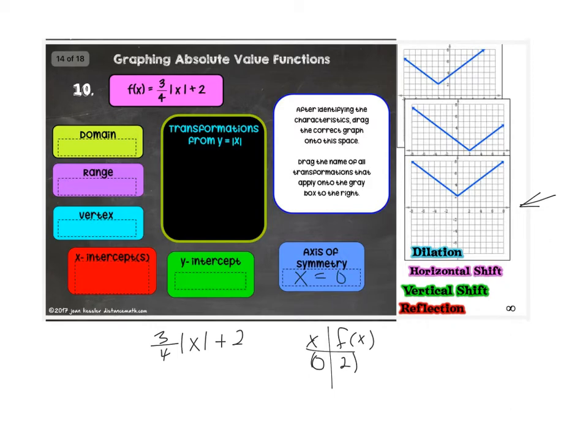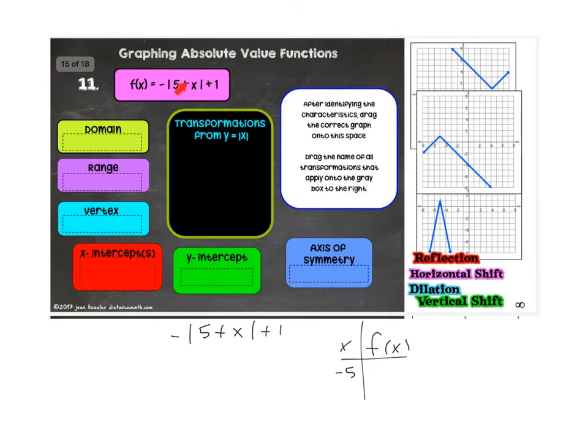Y-intercept is at 0, comma 2. X-intercepts, there are none. The vertex is at 0, 2. The range y is greater than or equal to 2. The domain is infinite. Is this a dilation? Yes, this is a dilation. Is this a horizontal shift? No. Is this a vertical shift? Yes. Is this a reflection? No.